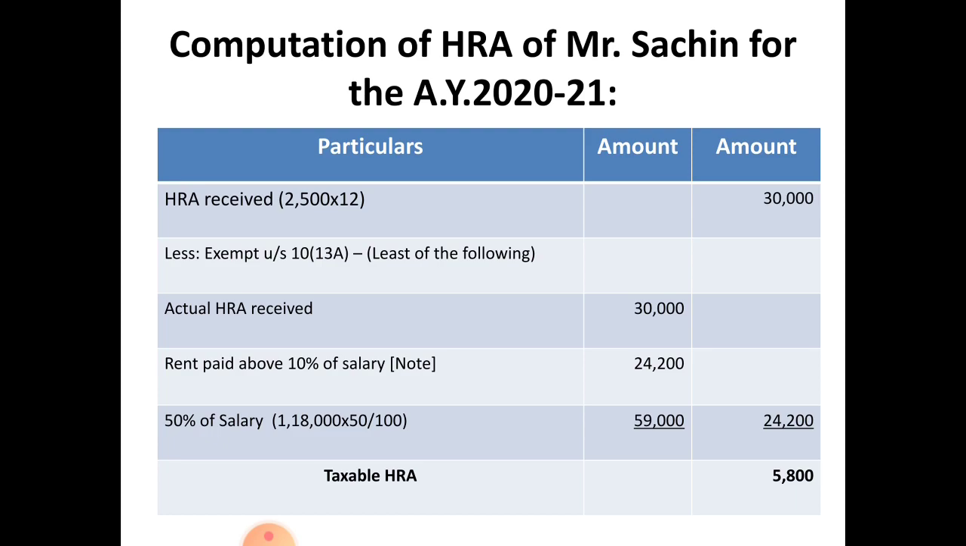Next, here you have to consider 50% of salary. Why? Because Chennai is a metropolitan city. Only 4 metropolitan cities are there in India. They are Mumbai, Delhi, Kolkata and Chennai. Here Chennai is a metropolitan city, that is why 50% of 1,18,000 amounts to rupees 59,000.